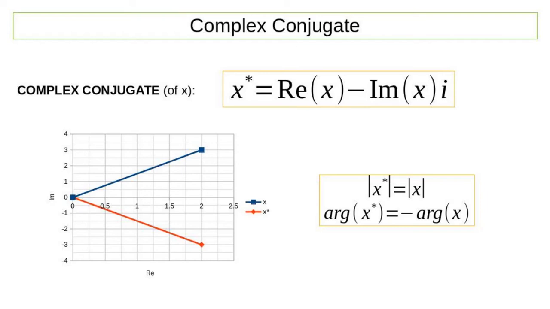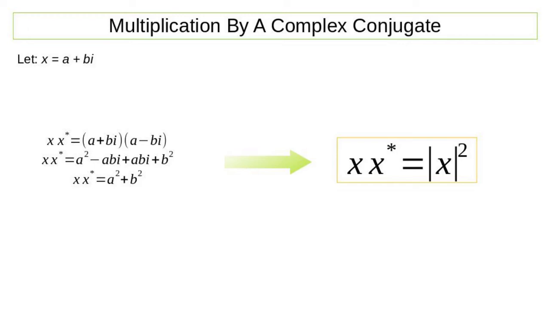The conjugate of a complex number corresponds graphically to applying a symmetry transformation with respect to the real axis to a given complex number, as you can see in the figure on the left. We can now multiply a complex number by its conjugate, by applying again the product of the terms of a complex number x, expressed as a plus bi. We will end up with x times x star equal to a squared plus b squared, which is equal to the square of the absolute value of x.